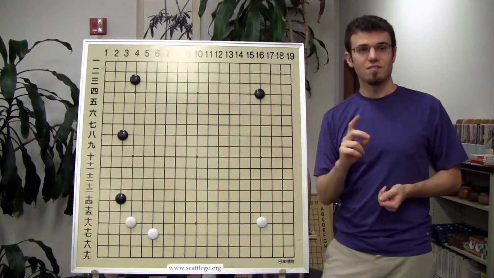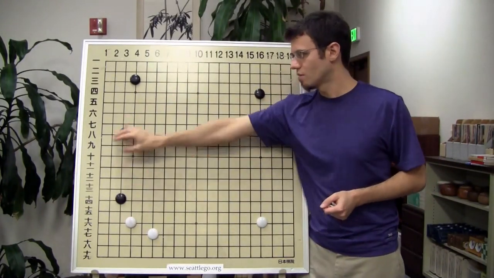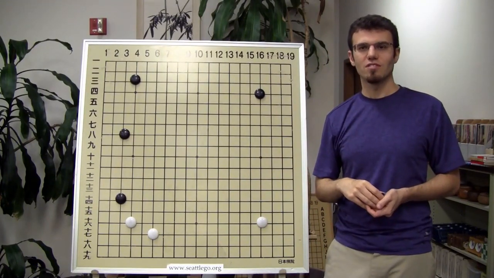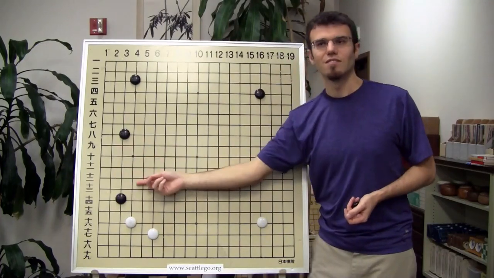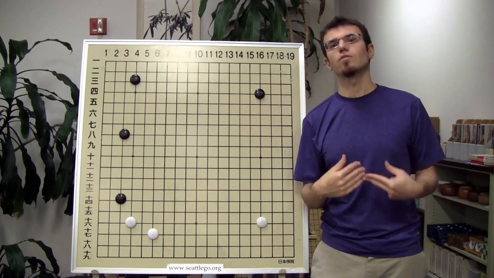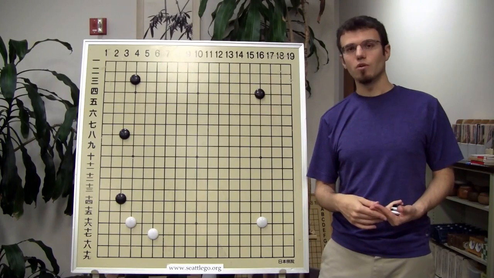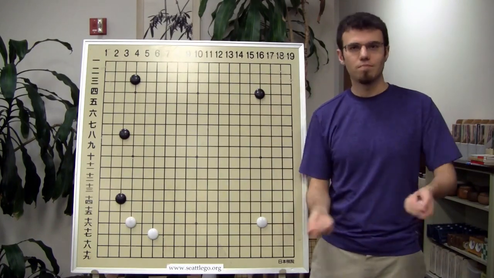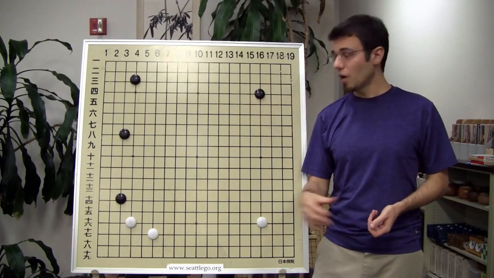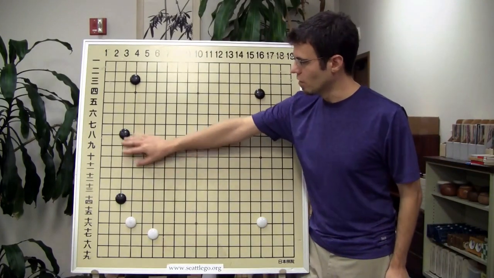But I want to point out something. Over here, we had a five-space extension. In this one, it's still a five-space extension, but where is it? Right here. It's low, but it's still a five. Again, the point of the five-space extension is to make life difficult for your opponent. If your opponent comes in here, their life is going to be the difficult one. I mean, it might still be a fight. You still have to get your stones out and not let them get eaten. But your opponent doesn't have an easy life here. That's the idea. So this is as far away as we can go.